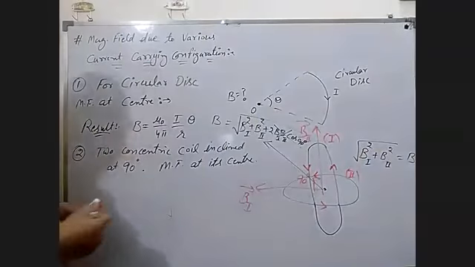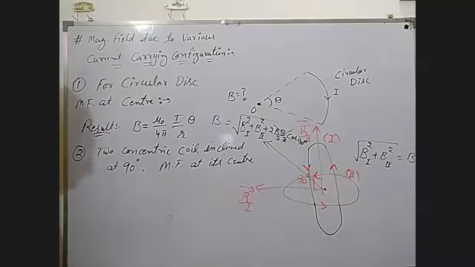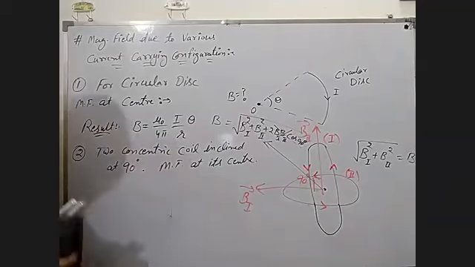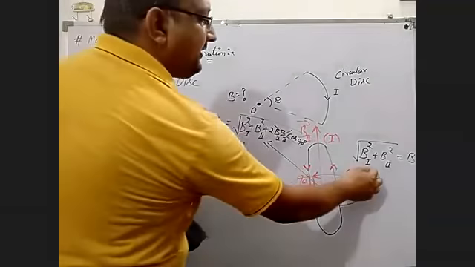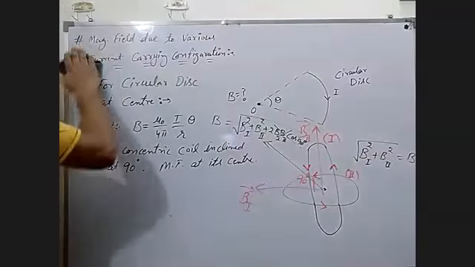In this case, if there are two concentric coils at an angle of 90 degrees, then you can take the resultant magnetic field by the root of B first square plus B second square.